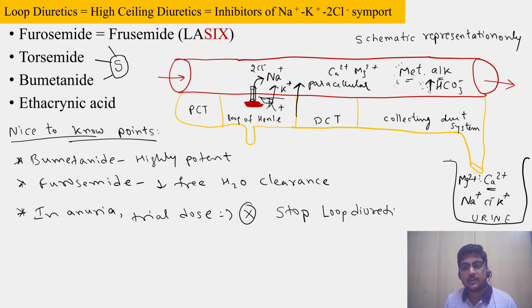And we should not go for the option of increasing the dose of loop diuretics. It will be wrong. Okay, the correct answer will be to stop the loop diuretics when there is unresponsiveness to the trial dose of loop diuretics in a patient with anuria. Okay, and the other thing is regarding uric acid.